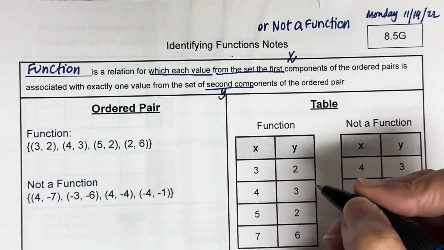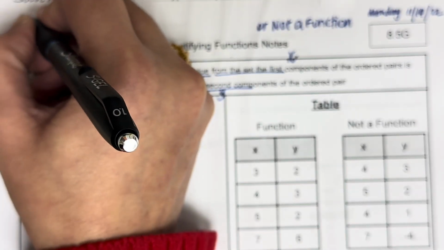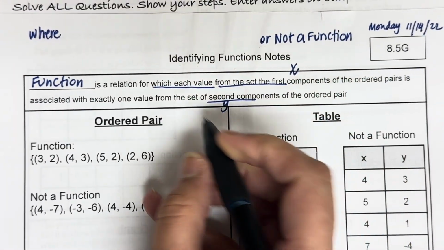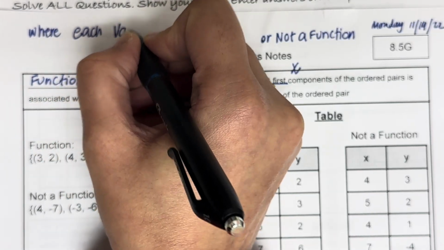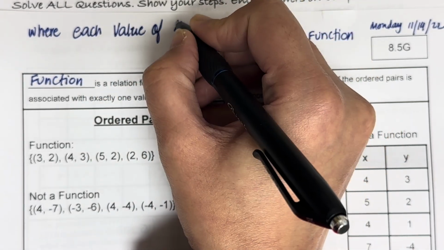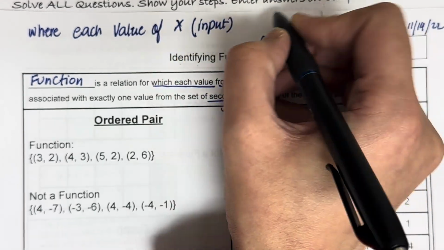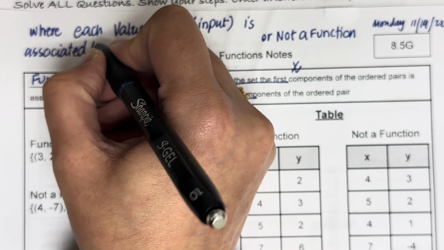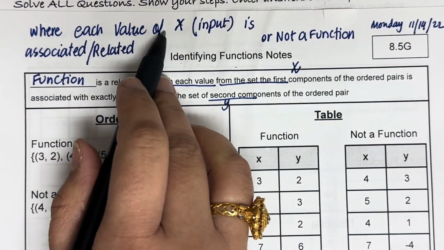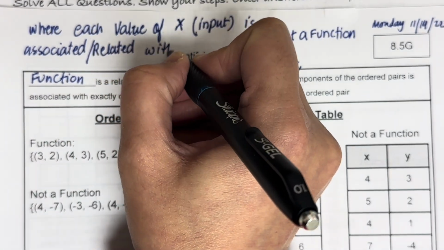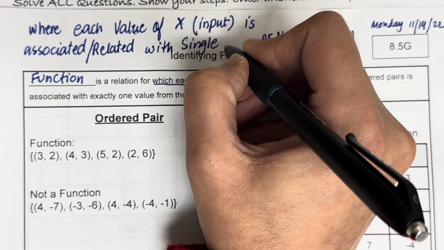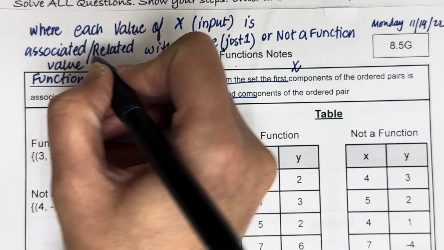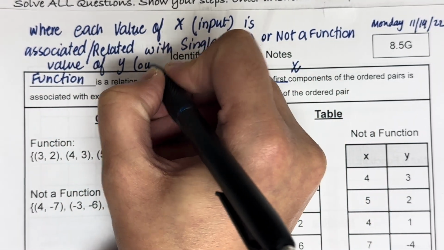If I have to tell you in easy words, I am going to say a function is where every value of x, or where each value of x, which is also called input, is associated or related with a single, or just one, value of y. Y is also called output.